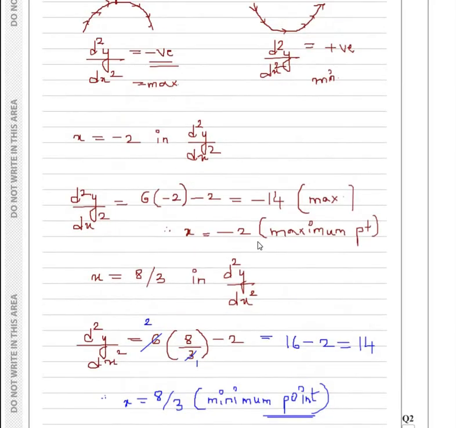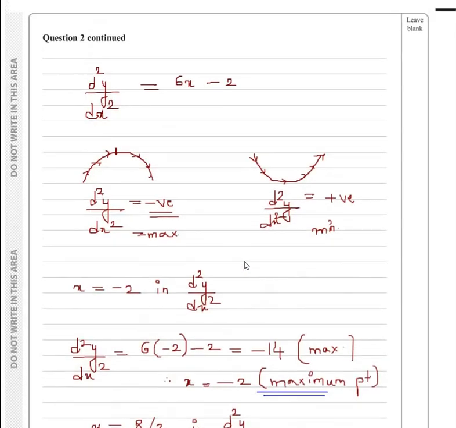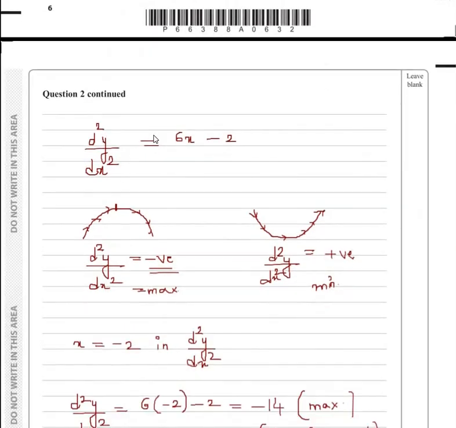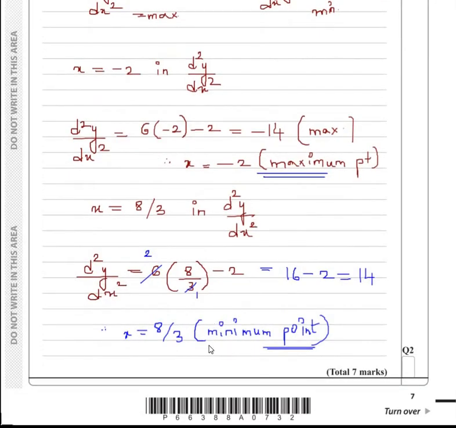Hence, we have found out the nature of the stationary points using further calculus, that is using double differentiation. So this is the answer for part B. x equal to minus 2 is a maximum point and x equal to 8 over 3 is a minimum point.